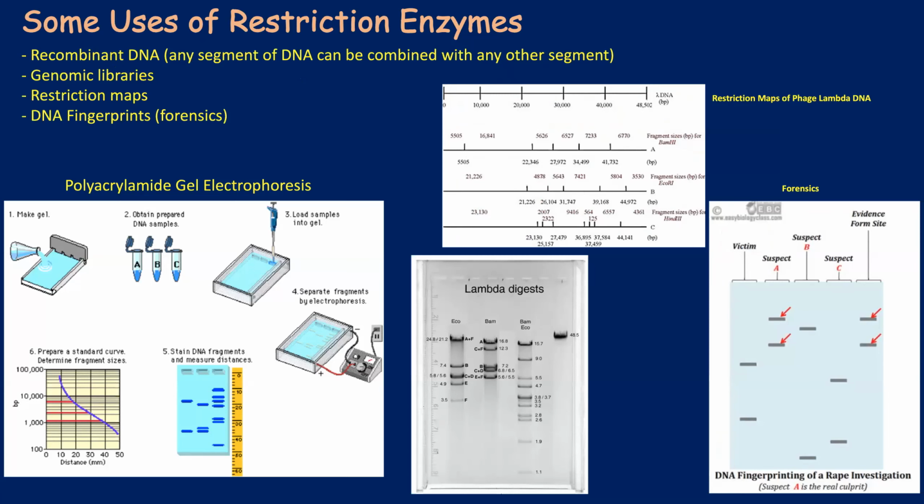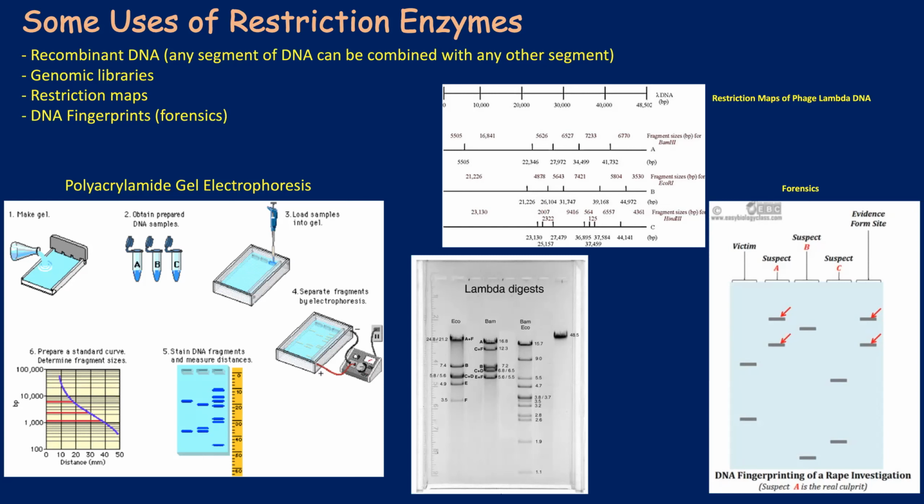Okay, some of the uses for restriction enzymes. To make recombinant DNA is one of the main reasons, make genomic libraries, restriction maps, DNA fingerprints, and how are all these things done? The technology is fairly straightforward.